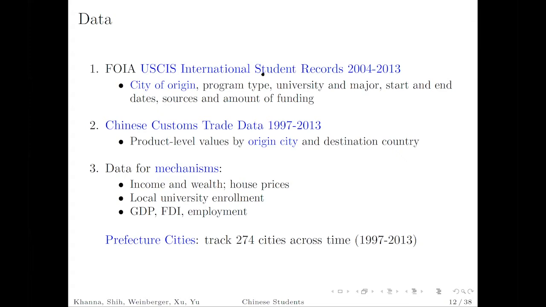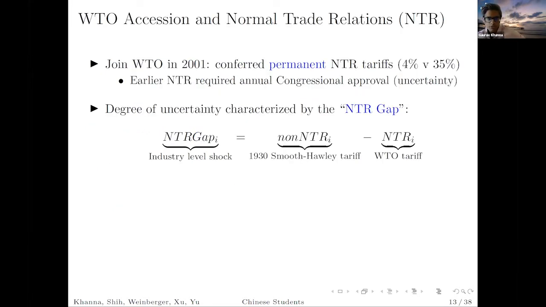So this is some new interesting data that we then combine with data on production by city level. So we know essentially what products are being produced in different cities in China, which is going to be important for our identification strategy when we talk about the trade shock, right? So these are the two main data sets that we combine, and we then get in some other data to unpack certain mechanisms. What this data allows us to do is create a panel of about 274 cities that we can track over time, right? And so what is the identification strategy that we're using?